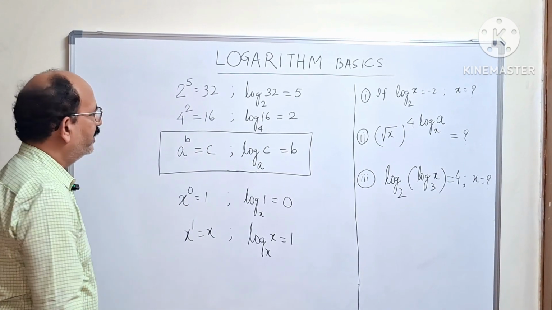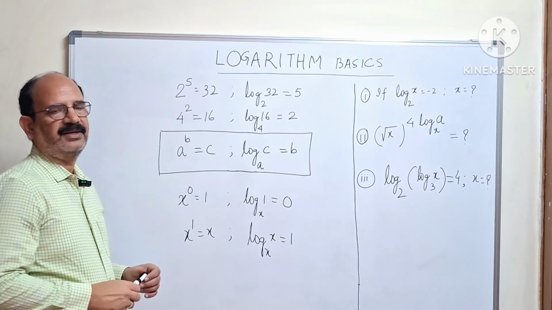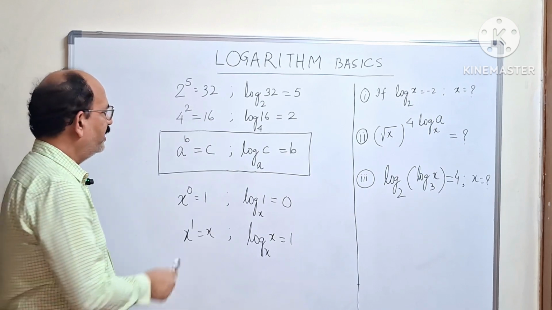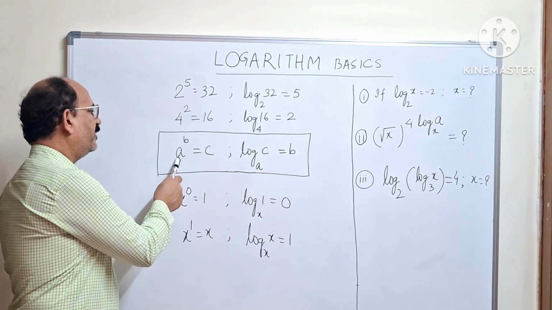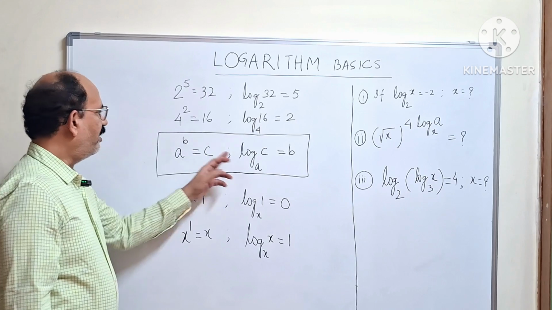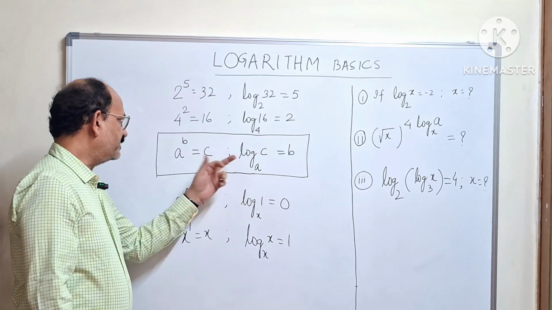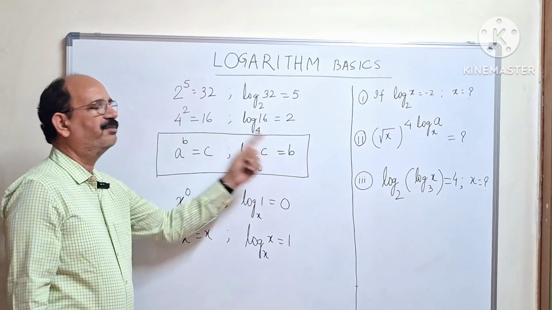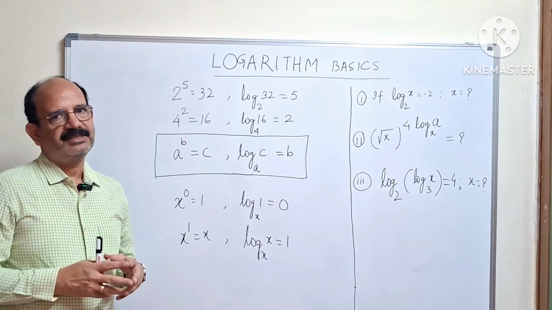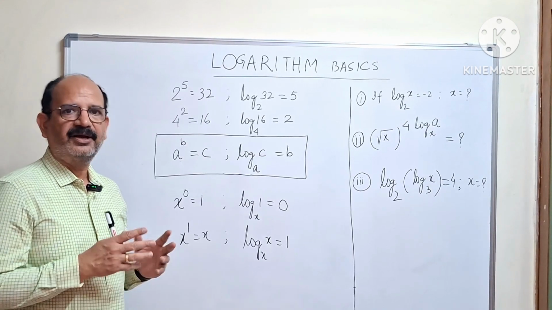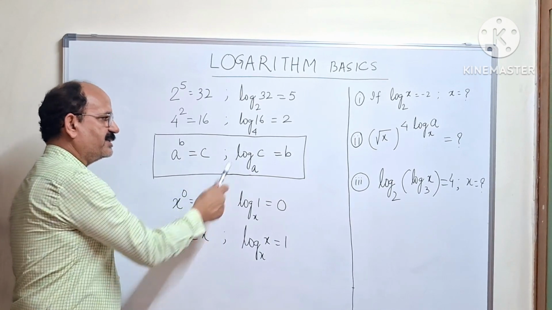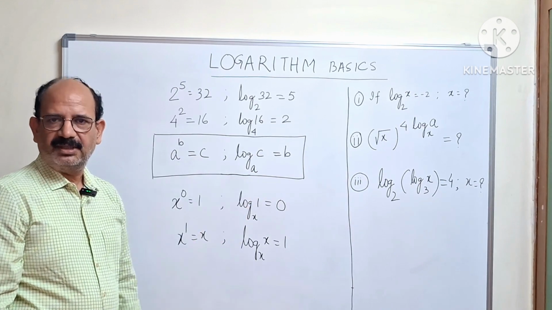Okay. So in a generic form we can say that if there are three numbers a, b, c related in a way that a to the power b is equal to c, then logarithm of c base a will be equal to b. Very simple. If a to the power b is equal to c, then log of c base a will be equal to b.